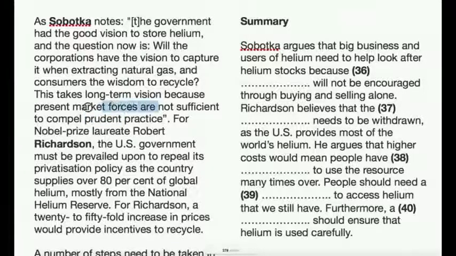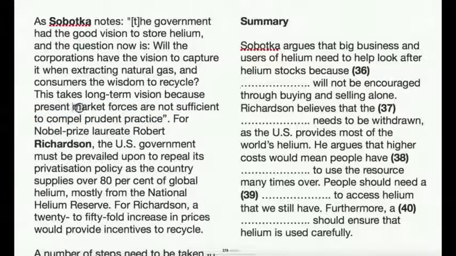Here it says not sufficient to compel. Here you can see it says will not be encouraged. So once you know the meaning of these words, you can see that this is saying more or less the same thing. So those have been paraphrased. So that's why good vocabulary and understanding paraphrasing is always very important. So something will not be encouraged through buying and selling alone. And here it says market forces are not sufficient to compel prudent practice.